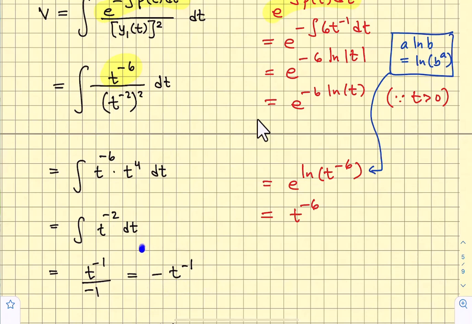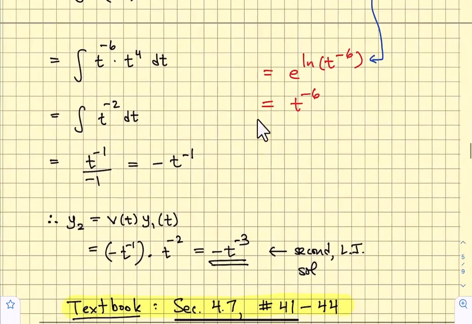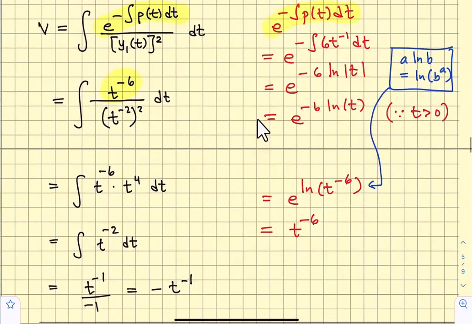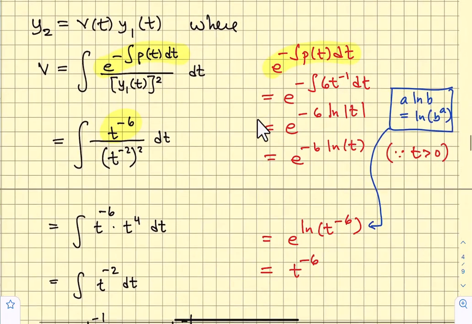Now be careful, this isn't our final answer. What we're looking for is a second linearly independent solution to our differential equation. And so remember, this is just the magic multiplier. So we're going to go back to y2 is v times y1. We knew our y1. We just calculated our v, and then we'll simplify this to get minus t to the minus 3, and that is our second linearly independent solution that we found by using a reduction of order technique. Notice you don't actually see the reduction of order happen here. It's behind the scenes, and it's built into the argument that transpired when we were calculating v.